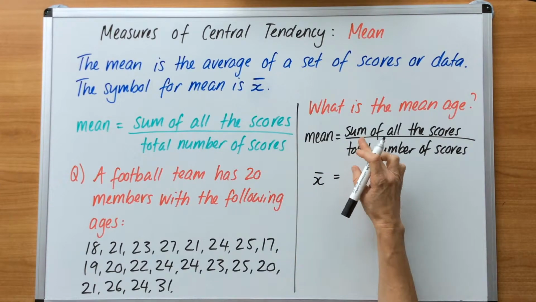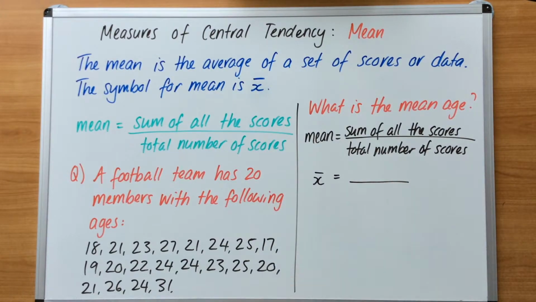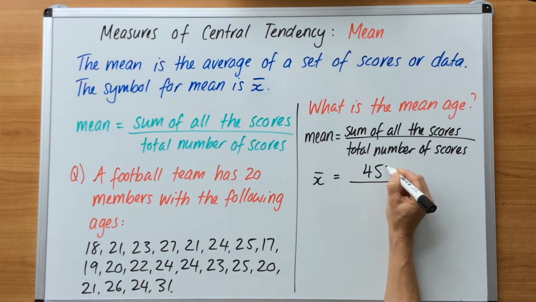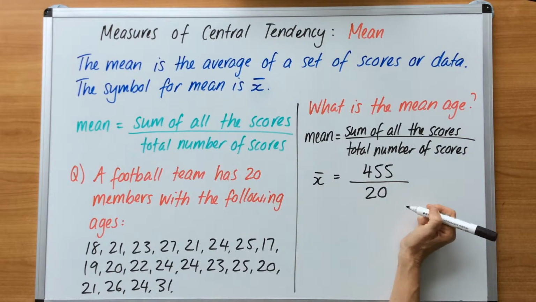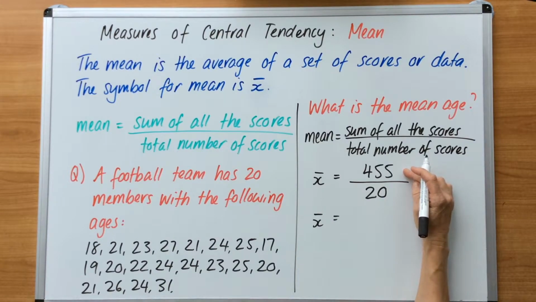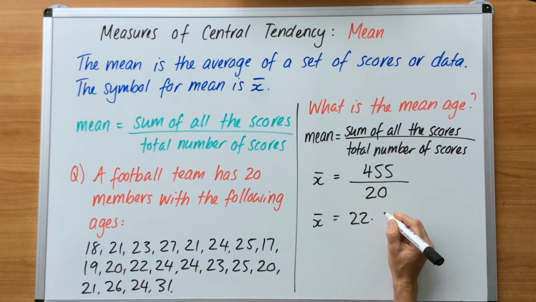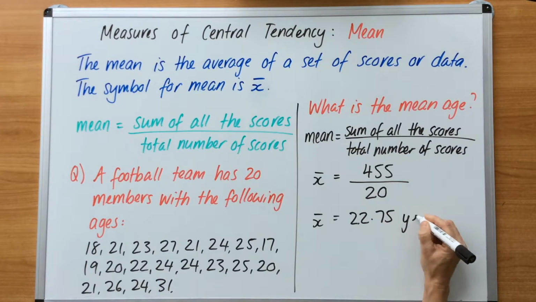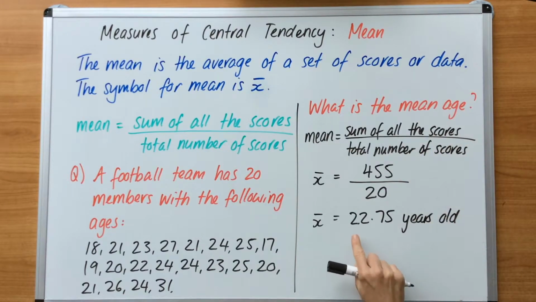So mean equals, and now we're going to substitute in. So the sum of all the scores. So I need to go and get my calculator and add all of those up, and that comes to 455. And I know there's 20 people in this team, so I divide it by 20. Drop down to the next line, and I punch into the calculator 455 divided by 20, and that gives me 22.75, and I write years old because I was asked to find the mean age. So this is the average, the mean age of the players in the football team.